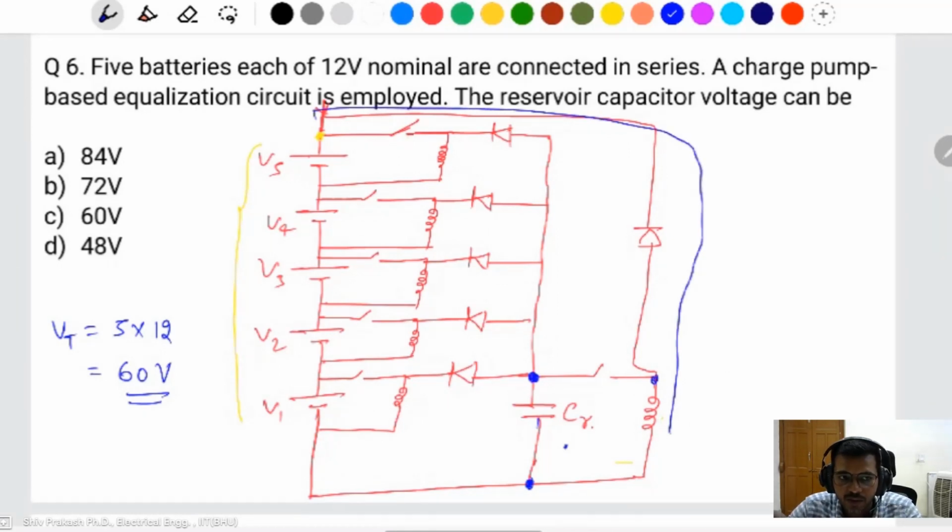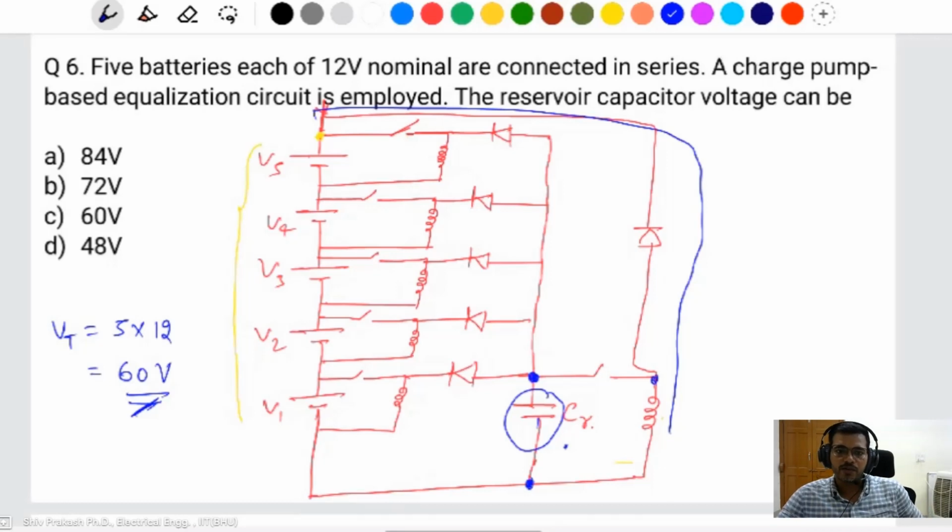That's why, to operate in boost mode, the input voltage of this one should be lesser than the whole voltages. If the maximum voltage is 60 volt, then it should be lesser than 60 volt to work in boost mode. If you increase the voltage to more than 60 volt, then it will not work in boost mode.